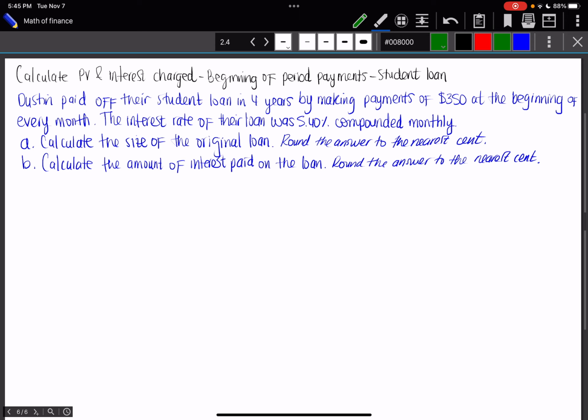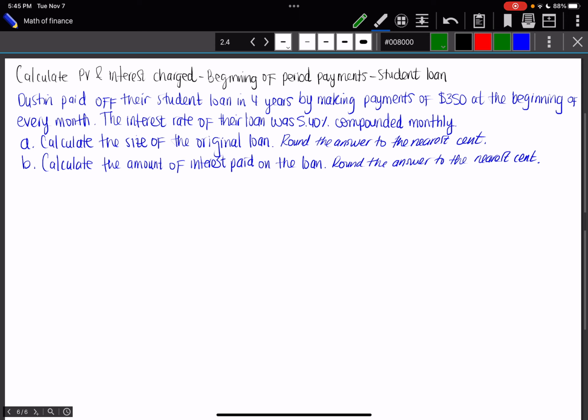Consider an example where Dustin paid off their student loan in 4 years by making payments of $350 at the beginning of every month. The interest rate of their loan was 5.40% compounded monthly. We need to first calculate the size of the original loan and round the answer to the nearest cent. And second, calculate the amount of interest paid on the loan and round the answer to the nearest cent.